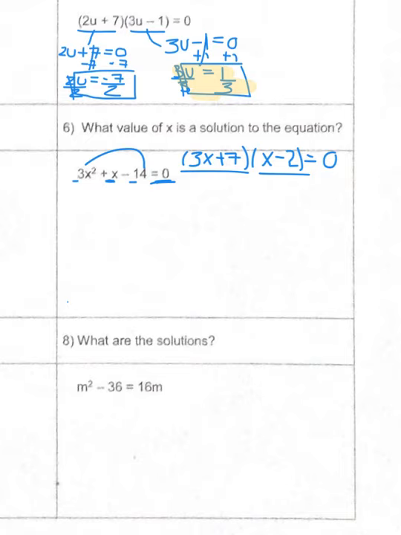What value of x would make x minus 2 equal to 0? And then you're going to have two answers in the end.